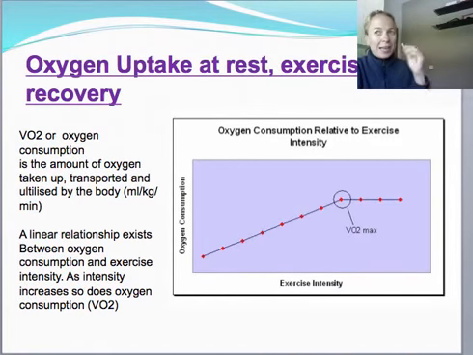Now, that's not to say that you're not working above VO2 max. For example, in the final sprints, you can work at an intensity above your VO2 max, because you're contributing energy, or ATP, anaerobically. So, linear relationship: as intensity goes up, so does oxygen consumption.